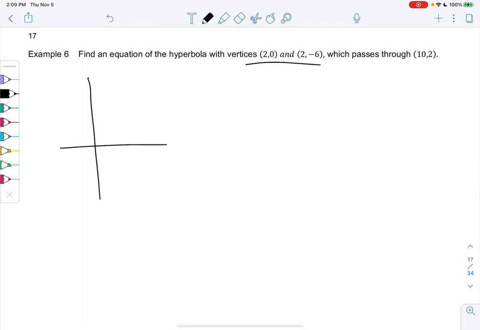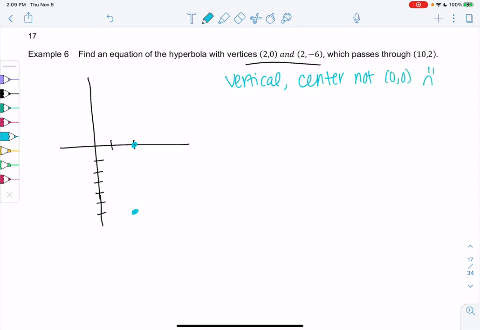I like to sketch a graph because it just helps me figure out what's going on. So we're going to go to (2, 0) and we'll go to (2, -6). So this tells me it's vertical. It also tells me the center is not (0, 0), which makes it more work, but we can still do this.